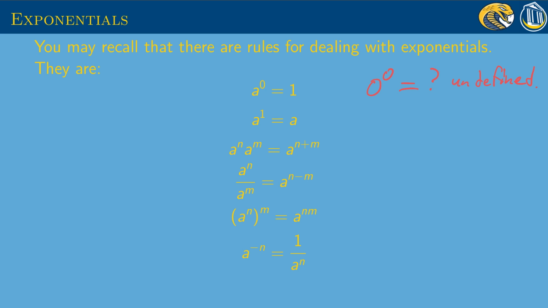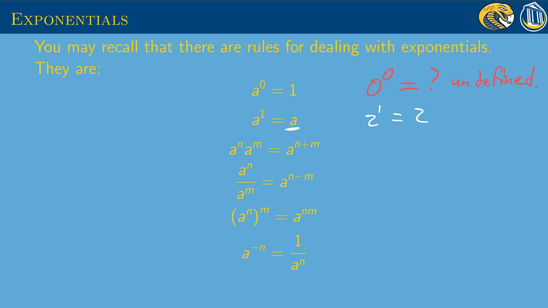Similarly, any number to the power of 1 is just that number again. This is true for 0 as well. So, for example, 2 to the 1 is 2, and this is true because we can remember that exponents are just repeated multiplication, and so a single 2 is just 2.